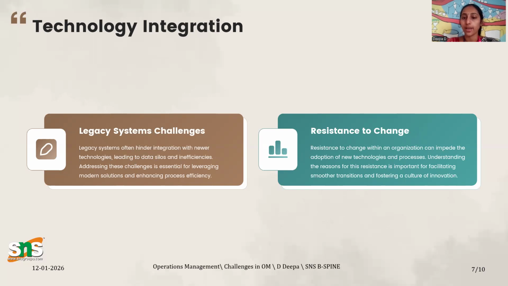Then resistance to change, in the sense of adoption of new technologies and new processes. Following the same traditional method, again and again wanting to use the same production methodology, is practically not possible in today's modern world. That is actually called resistance to change.